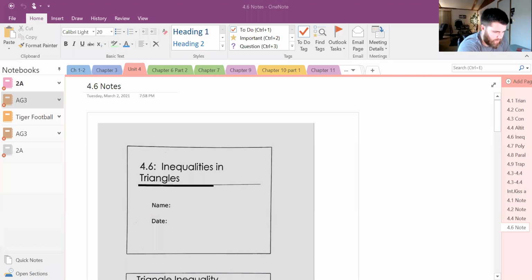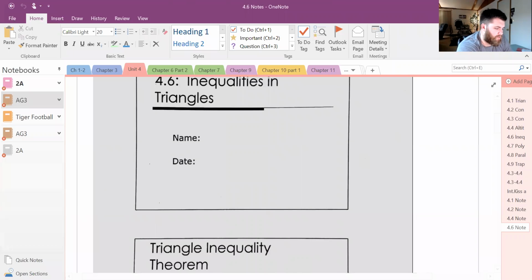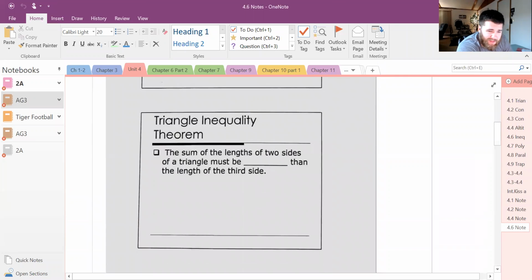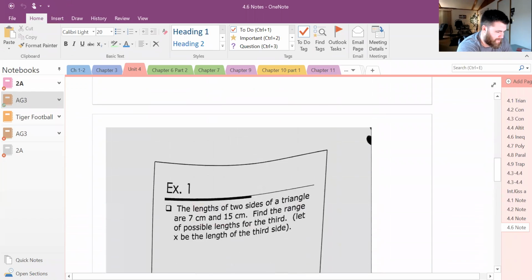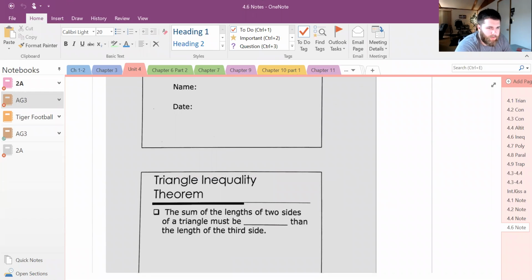Let me share my screen here. There we go. Okay, so let's roll. We got 4.6, inequalities in triangles. It's really two things that are in this section. Not too bad. Here's what I want you to write down for the blank.